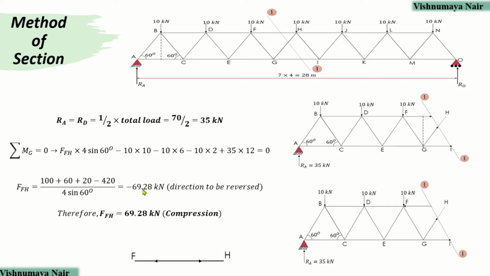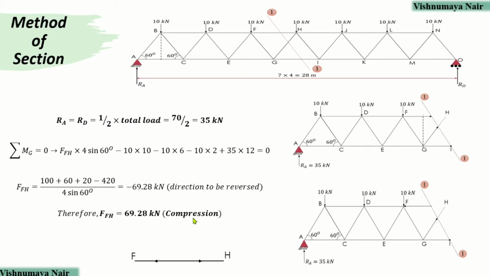Since this is negative, we'll have to reverse the direction of FFH. Initially, we assumed the direction of FFH as going away from the joint F, right? Now we'll have to reverse the direction as towards the joint F. Due to this force FFH towards the joint F, there will be an equivalent opposite force towards the joint H as well. So the force in the member FH can be represented by arrows going away from each other like this. Therefore, the member FH is under compression.